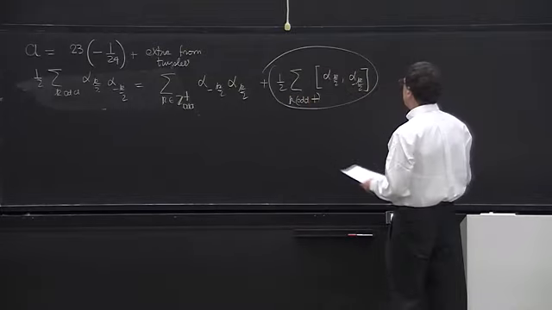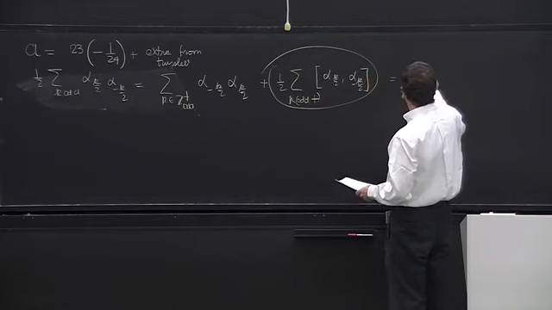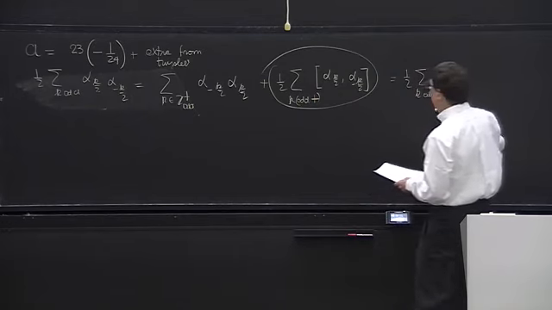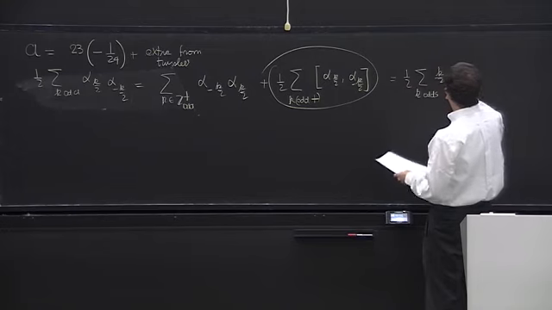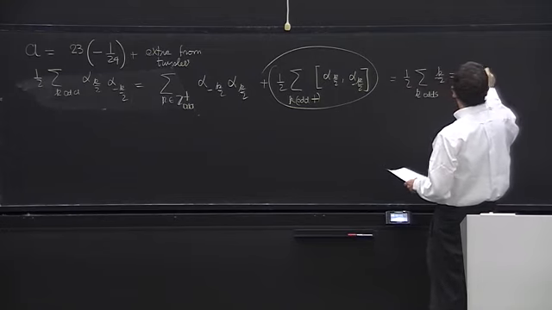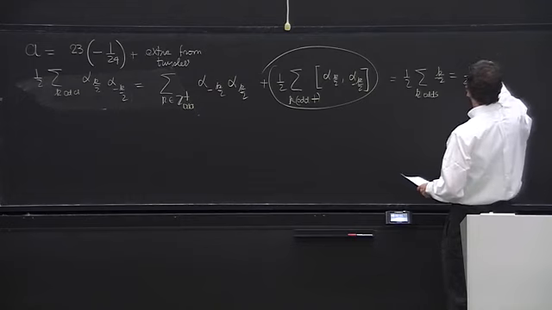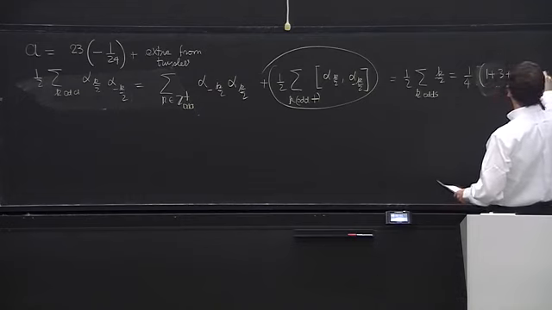And how much is this constant? This is equal to 1/2 the sum over k odds of k over 2. So it's 1/4 of the sum of 1 plus 3 plus 5 plus 7 plus.